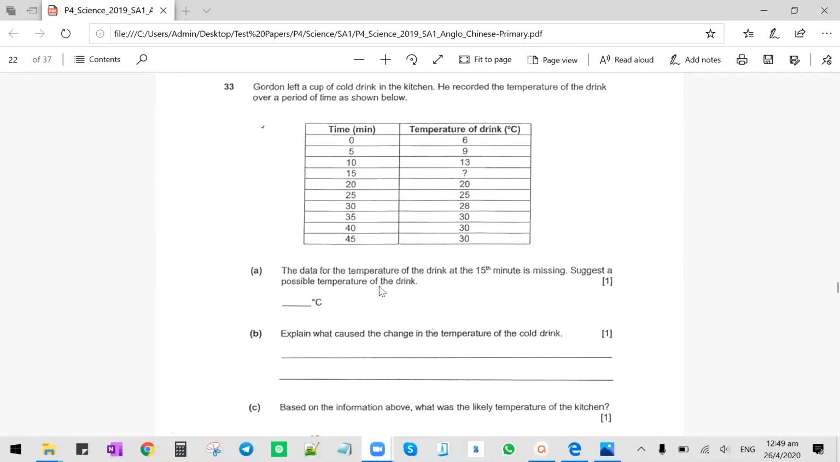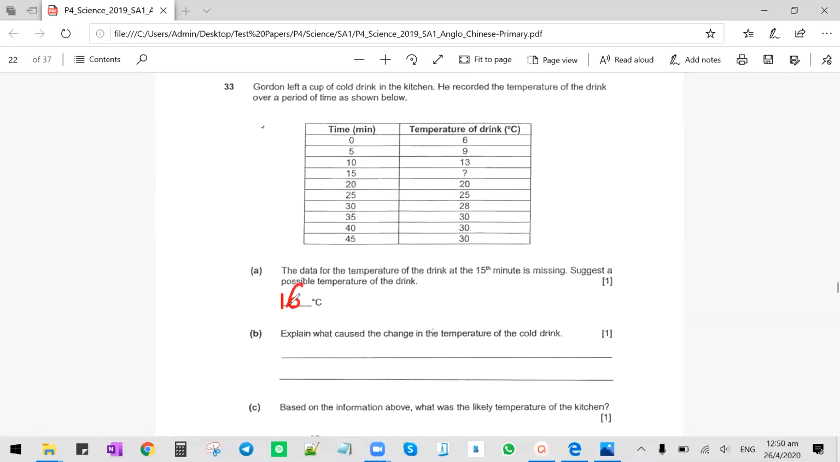Suggest a possible temperature. So anything between 13 to 20, okay? But since 15 is between 10 and 20, you find the temperature that's between 20 and 13 equally, okay? So the best answer is probably 16 or 17, okay? So you write down 16. That's quite an ugly one.